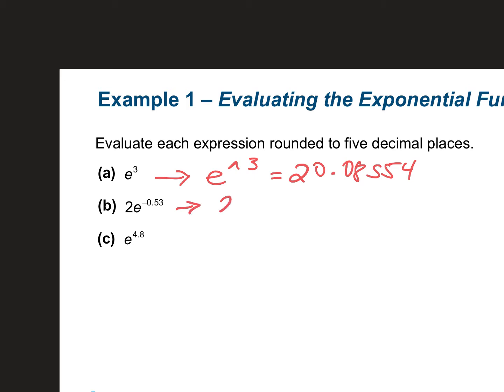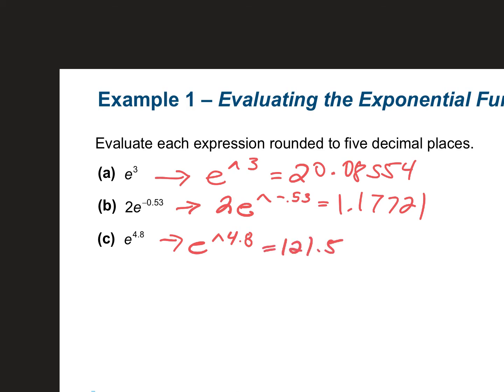All right, look at the next one. In your calculator, you need to hit 2, then the e button, then you raise it to the negative 0.53. Guys, remember, the negative is not the same as the minus sign. You have to use the negative. All right, what did you guys get? 1.17721. The next one, e to the 4.8. Go ahead and evaluate that. Tell me what you guys get. 121.51041.